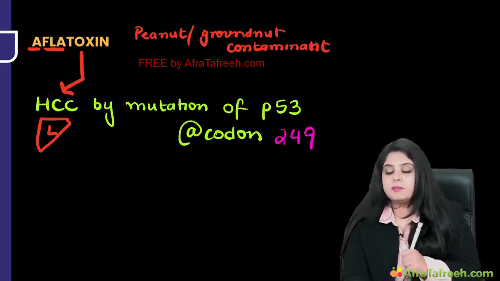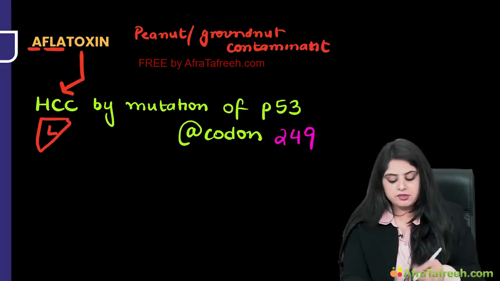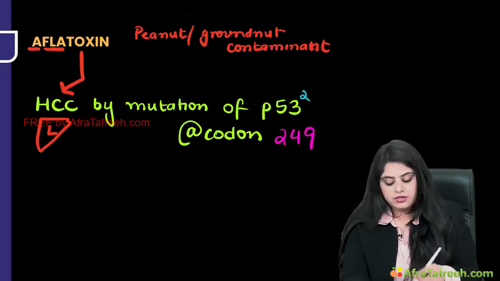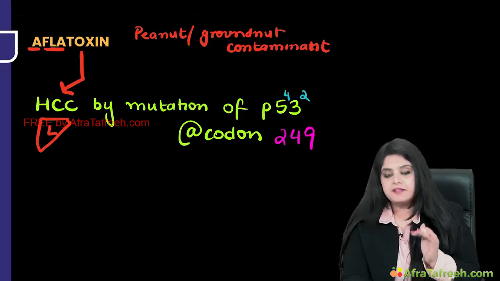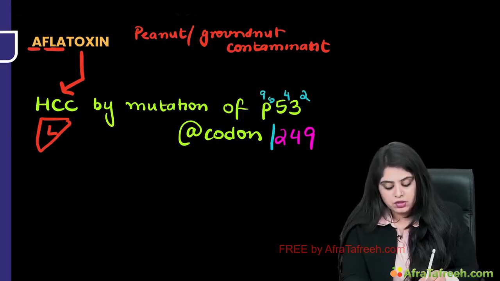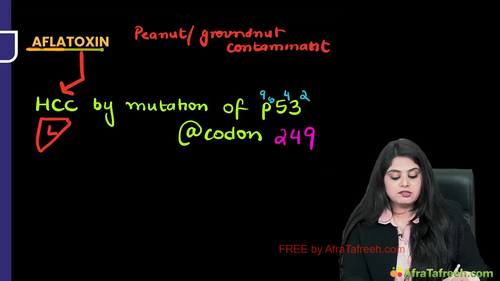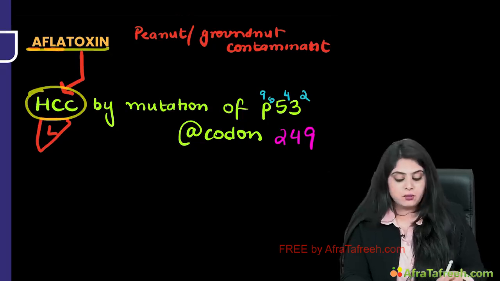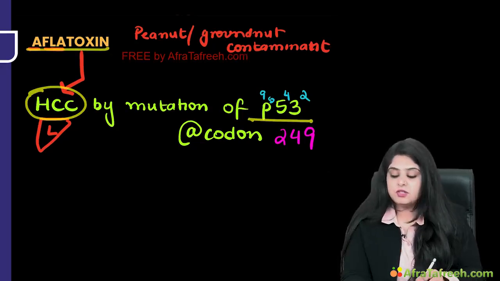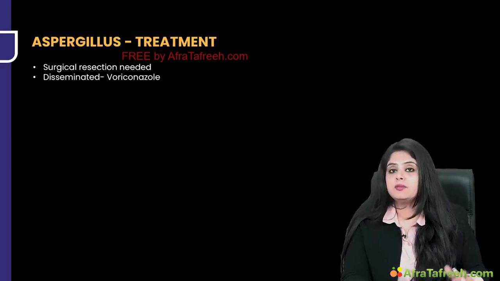How do I learn this information? Look, P53, fill in the missing numbers. What are the numbers missing? 2 is missing, 3 is already there, 4 is missing, 5 is already there. And for the P, I can make a 9. So what is the codon? The codon is going to be 249. That's how I've learned it. Aflatoxin is going to cause hepatocellular carcinoma by the mutation of the P53 gene at what codon? At codon 249.